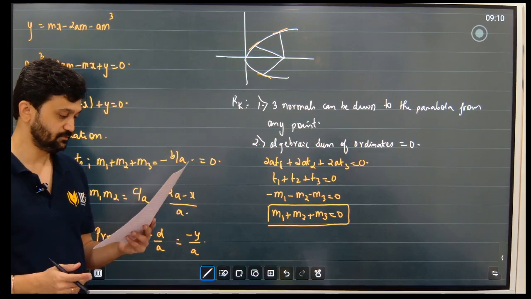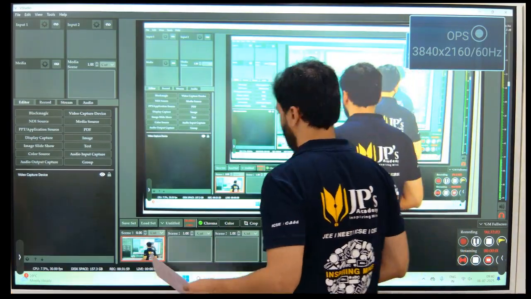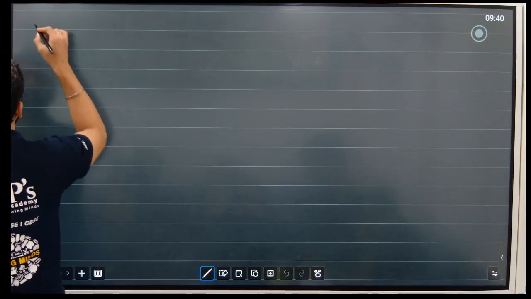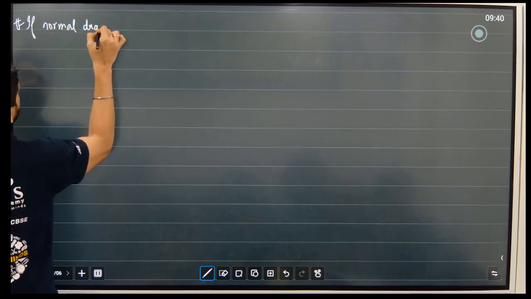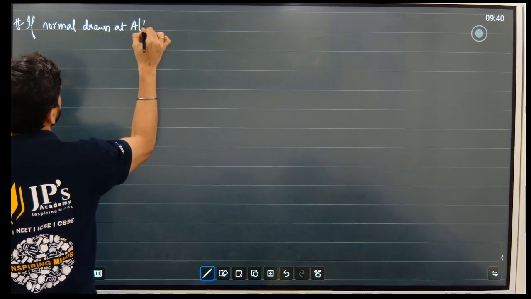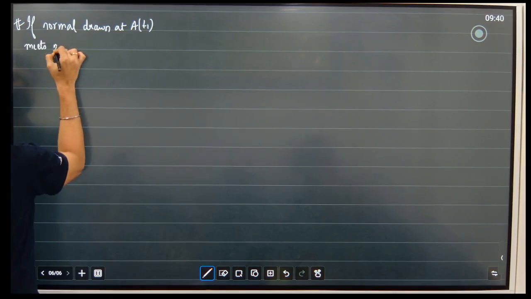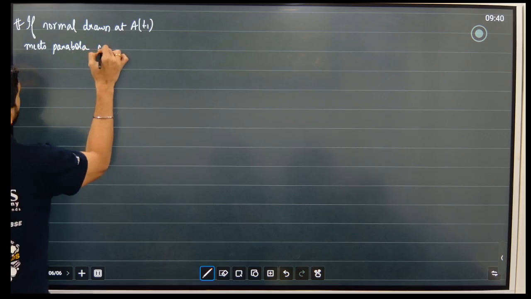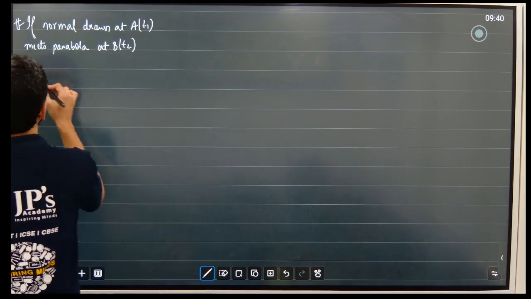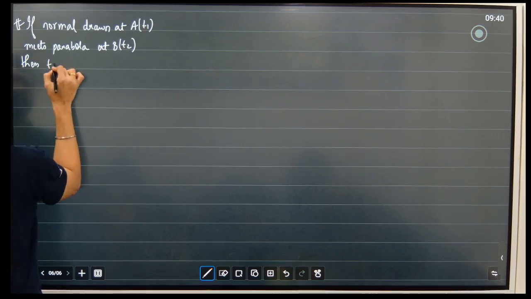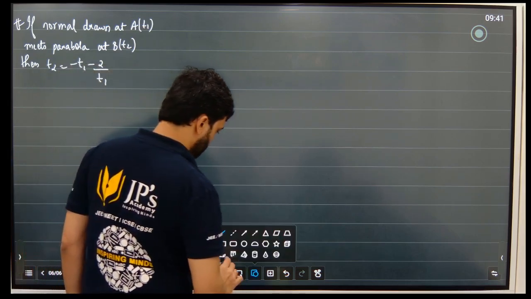The algebraic sum of the ordinates is going to be 0. If the normal drawn at the point At1 meets the parabola at Bt2, then t2 is equal to minus t1 minus 2 by t1.